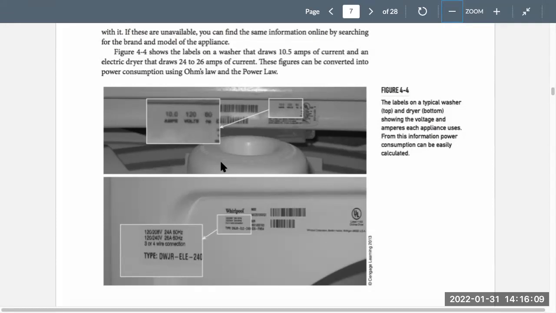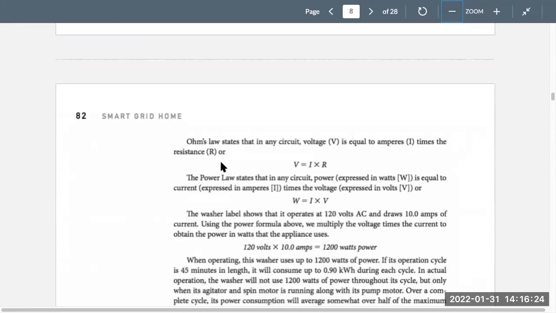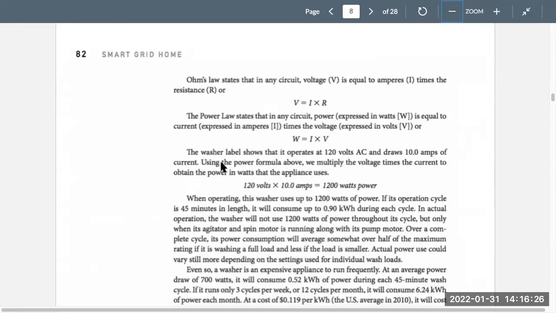So we take 10 amps times 120 volts, and we would get watts. That would tell us that we're getting 1,200 watts that this washing machine is using. So that's what the next section is talking about.